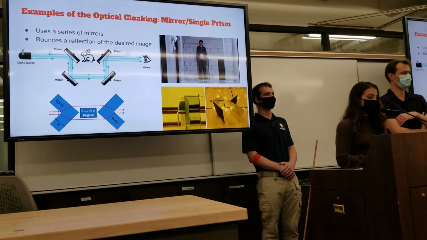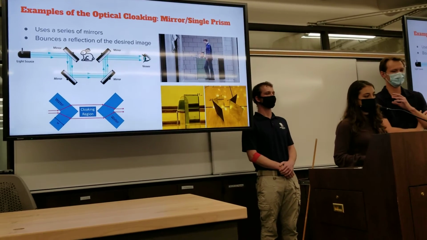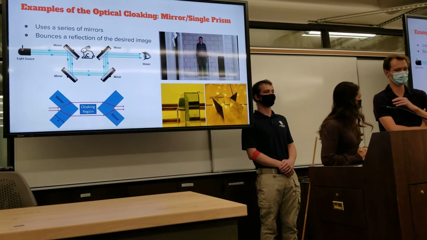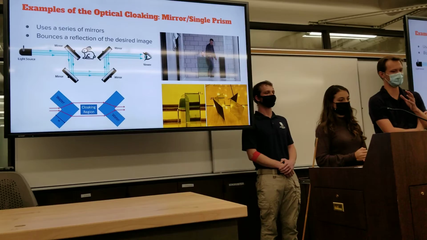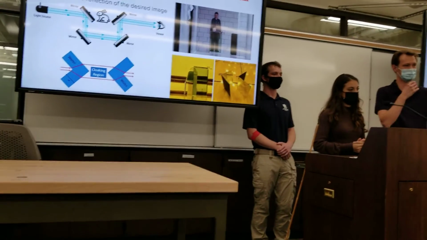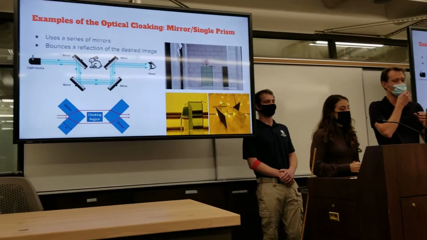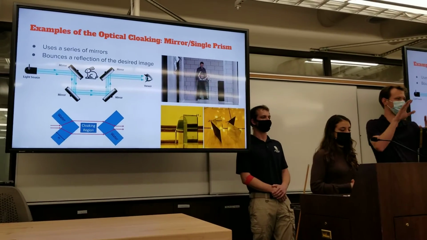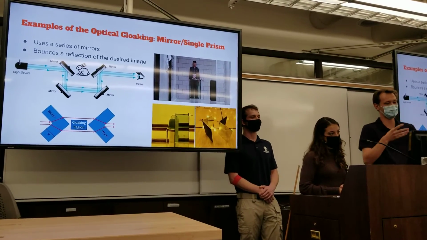Alright, so now we have 3 examples of how you do optical cloaking in real life. The first one we look at is mirror and single prism. So in this context, we can use something like a mirror. If you look at the viewer's perspective, which would be us, if we didn't have any mirrors there, you could see the bunny with no problems. But instead, what's happening is the mirrors are bouncing the light around the rabbit so that you can't see it.